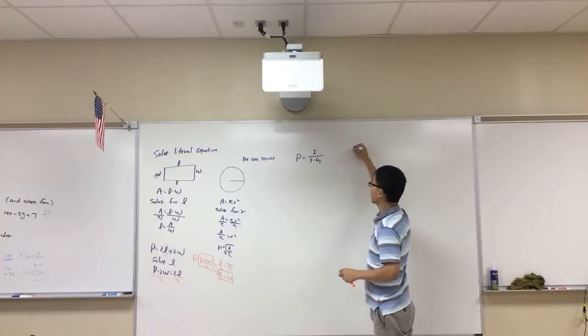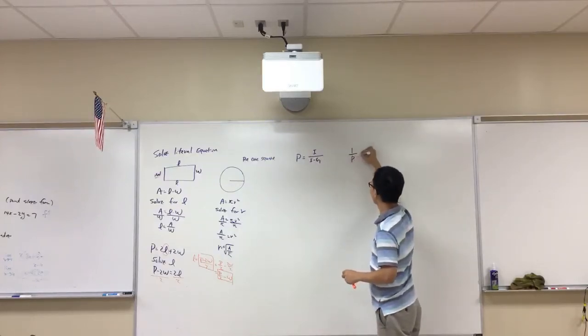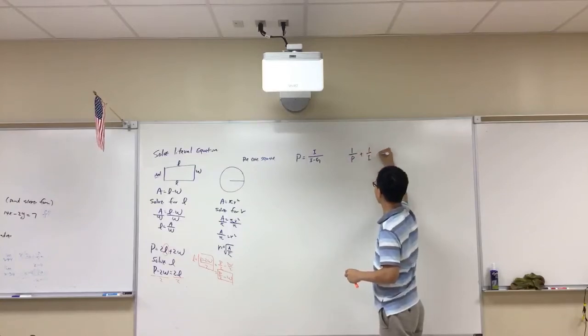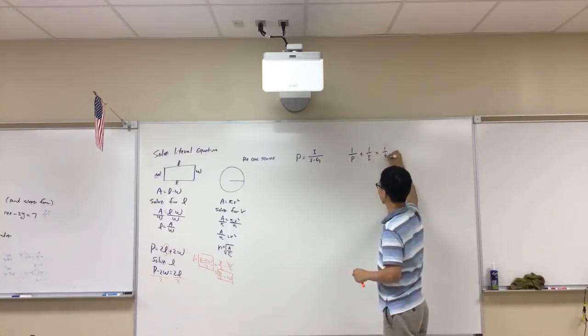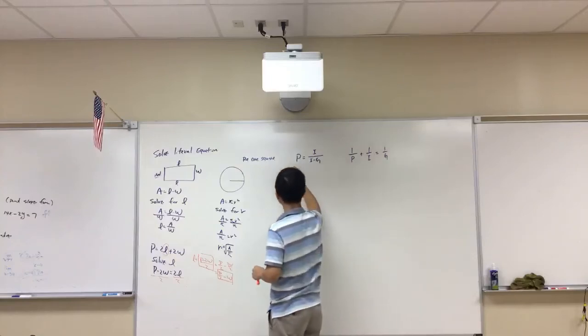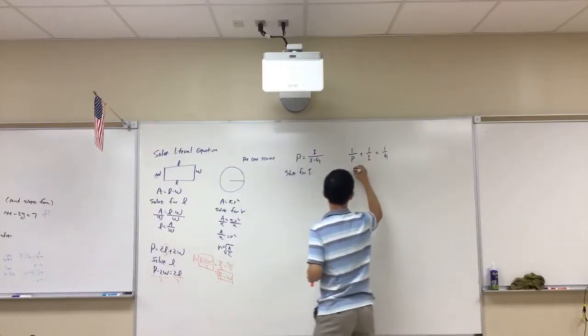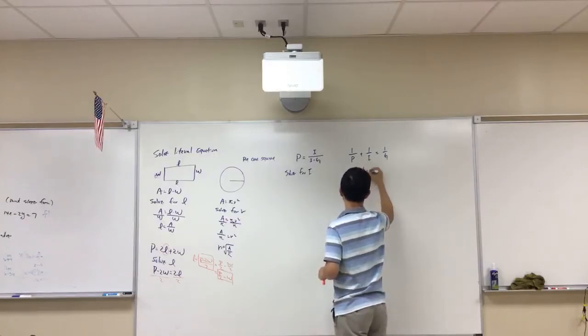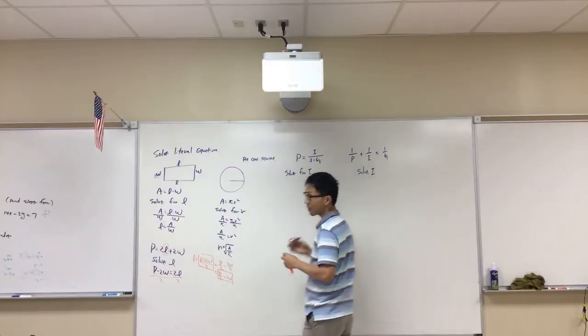And the second pig problem is 1 over P plus 1 over I equal to 1 over G. They both solve for I. We're going to ask you to do the second one by yourself, but the first one, I'm going to help you.